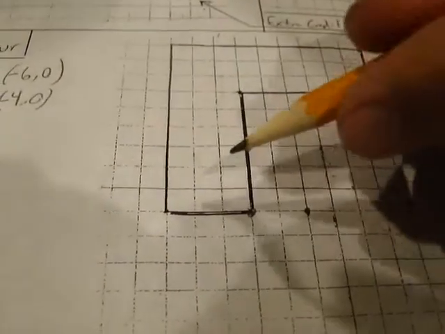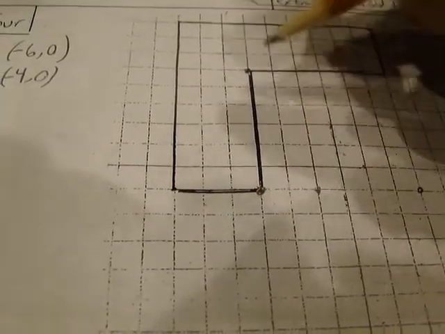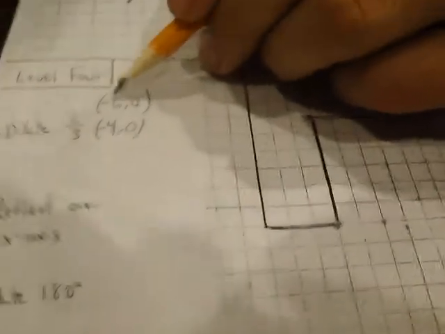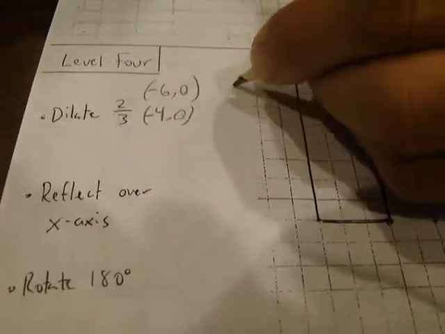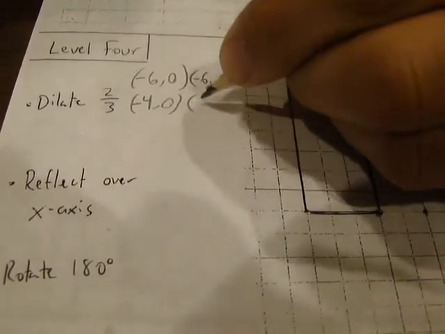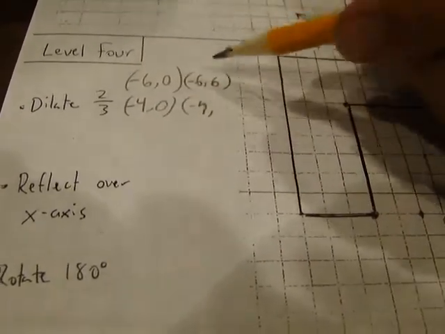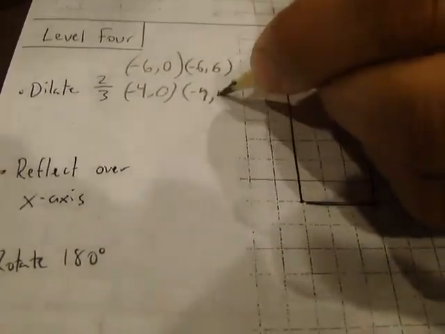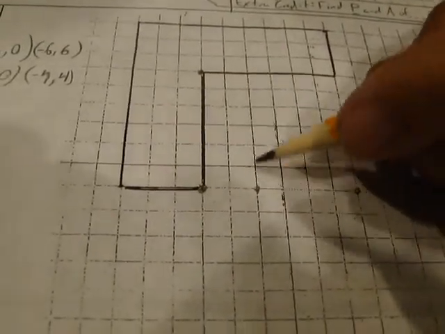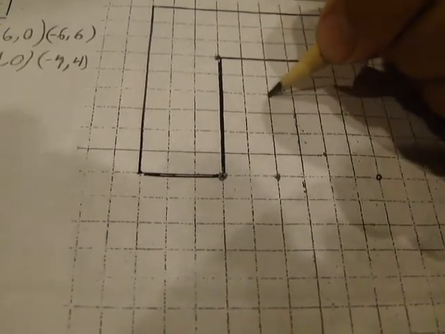Let's take a look at this point here. This point is at (-6, 6). So again, we know that -6 is going to become -4. And 6 times 2/3: 6 times 2 is 12, and 12 divided by 3 is 4. So (-4, 4) is our new place. This point has dilated to become this point.